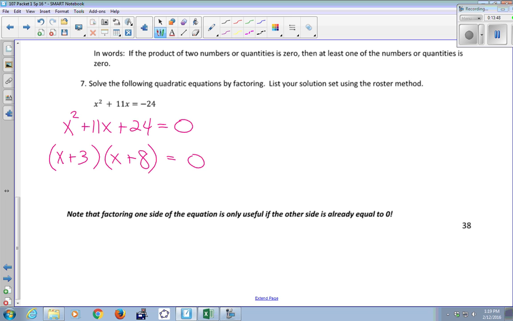Okay, so FOIL stands for first, outer, inner, last. When you multiply the first terms, x and x, you get x squared. Then outer, you multiply the x and the 8, so you get plus 8x. And then the inner terms, the 3 and the x, gives you plus 3x. And then the last, 3 and the 8, gives you 24. When you combine your 8x and your 3x, you get the original 11x. So you can always check if your factoring is correct by remultiplying it together and seeing that you got the same thing.